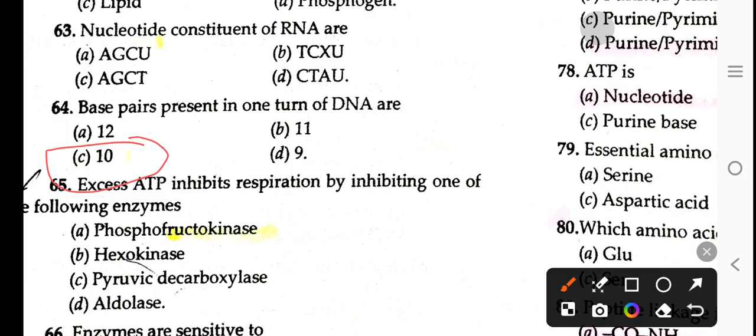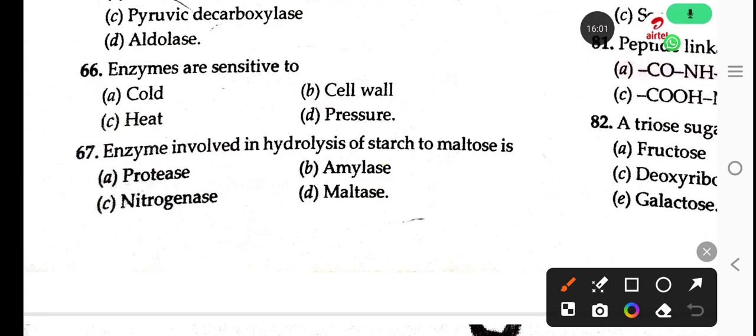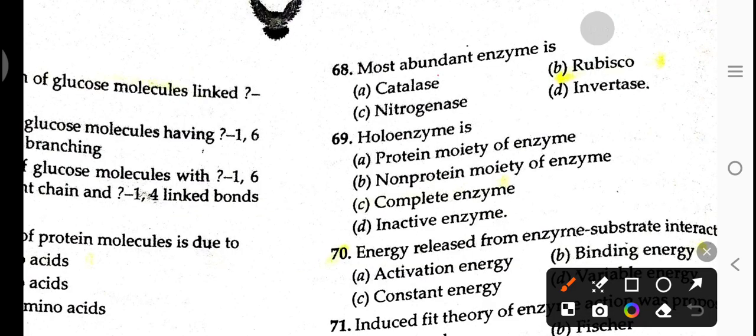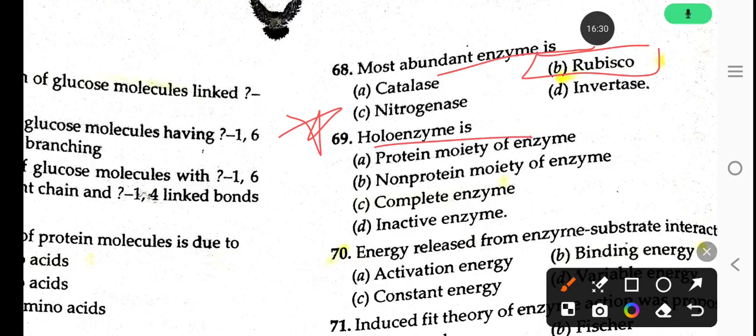Next, excess ATP inhibits respiration by inhibiting one of the following enzymes. So it is phosphofructokinase. Next, enzymes are sensitive to heat. Option number C is the right answer. Enzyme involved in hydrolysis of starch to maltose is amylase. Option number B is the right answer. Most abundant enzyme is RuBisCO. Option number B is the right answer. Holoenzyme is a complete enzyme. So option number C is the right answer.